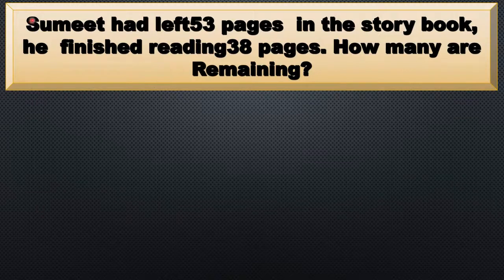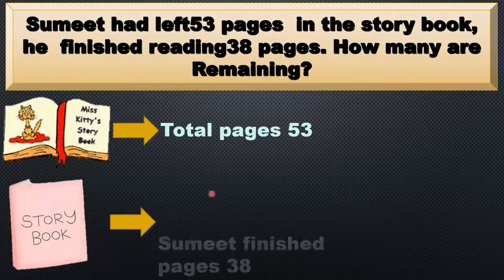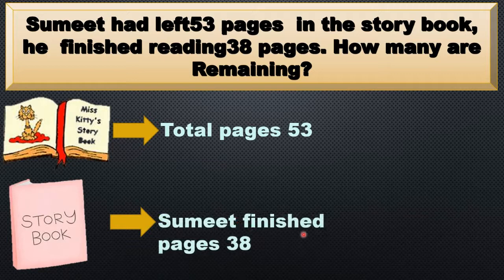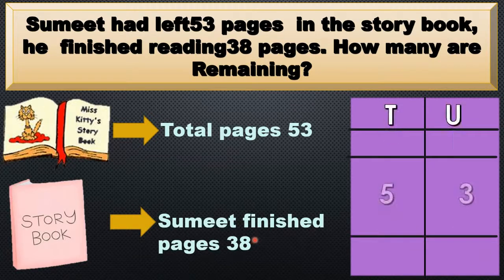Sumit had 53 pages left in the storybook. He finished reading 38 pages. How many are remaining? First, the total pages are 53 and Sumit read 38. Now first write the sum: 53 subtract 38.